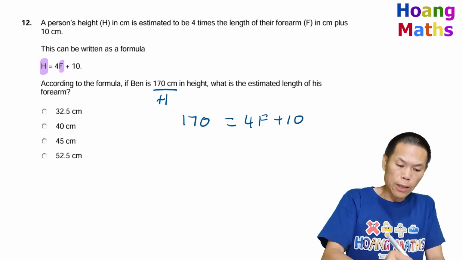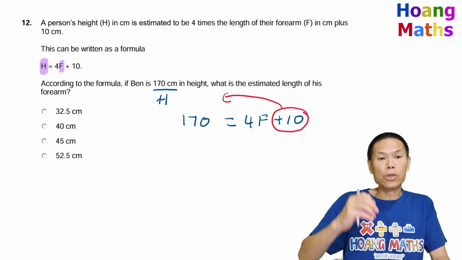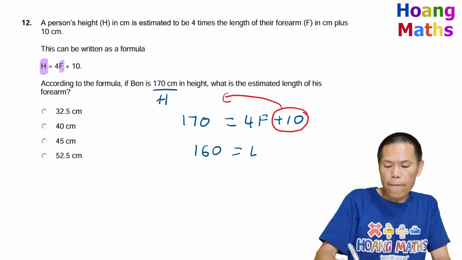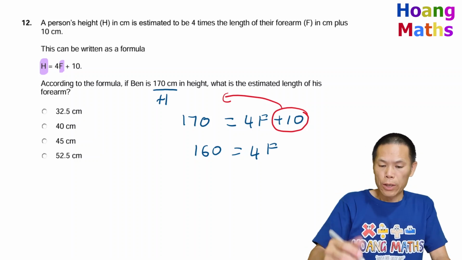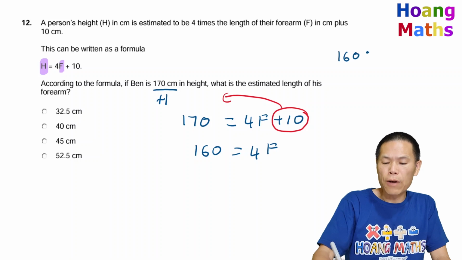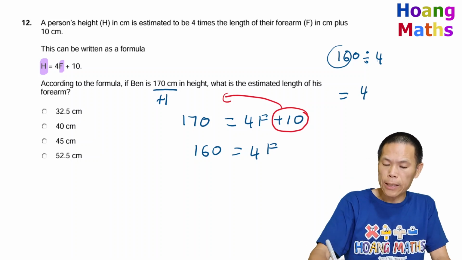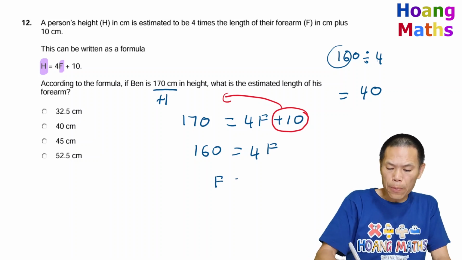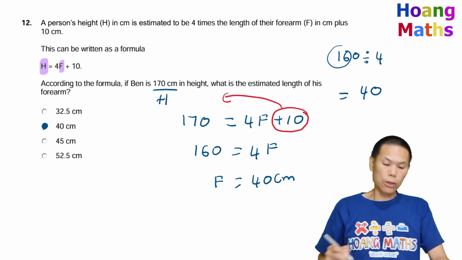So to solve for this, I just move this positive 10 to this side and it becomes minus. So 170 minus 10 gives me 160 equals 4F. So we just go 160, we divide by 4. 4 goes into 16 four times, because 4 times 4 is 16, and then you add a 0. So 40. So the answer is F is 40 centimeters. So the answer should be B. So there you go.